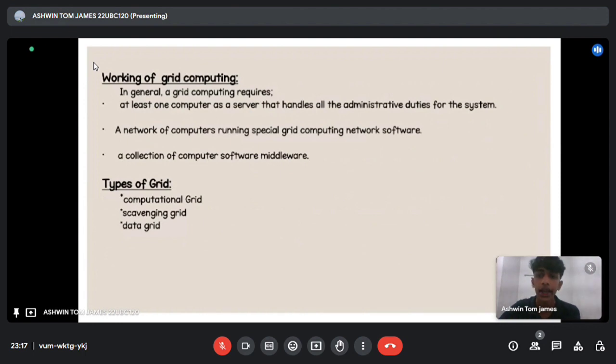So, working of grid computing. In general, grid computing requires at least one computer as a server that handles all administrative duties for the system, a network of computers running special grid computing network software, and a collection of computer software called middleware. Types of grid: computational grid, scavenging grid, data grid.